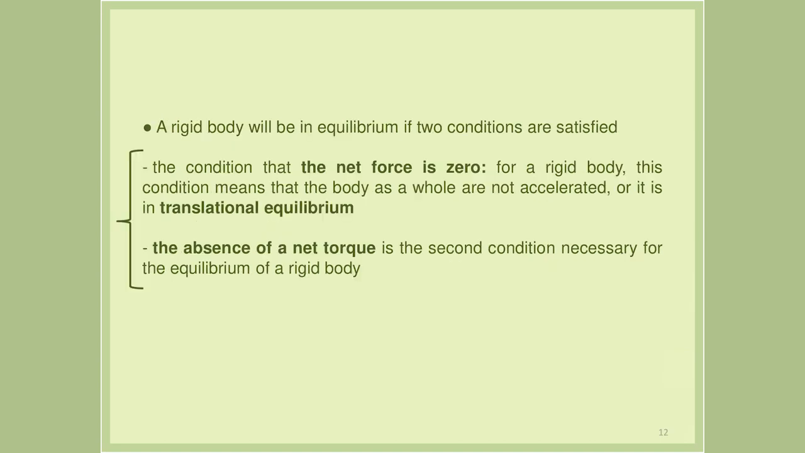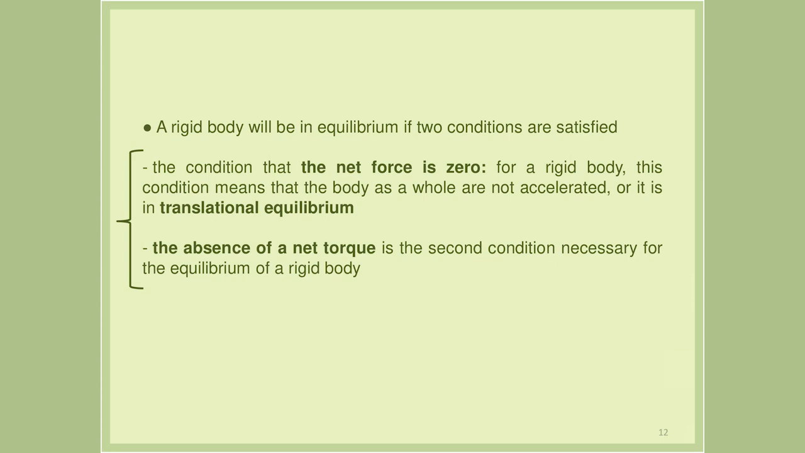A rigid body will be in equilibrium if two conditions are satisfied. So we talk now about statics. It is the study of the forces acting on an object that is in equilibrium or at rest. For this, there are two conditions required. The first is that the net force is zero. For a rigid body, this condition means that the body as a whole is not accelerated, or it is in translational equilibrium.